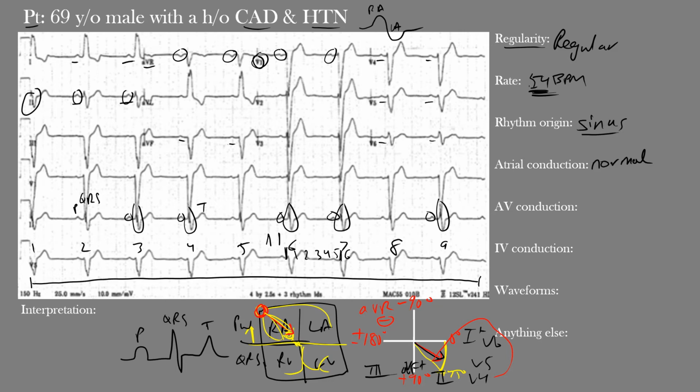Here, the PR interval appears within normal limits. It was actually measured at 168 milliseconds, okay? So the PR interval here was 168 milliseconds, which is considered normal.